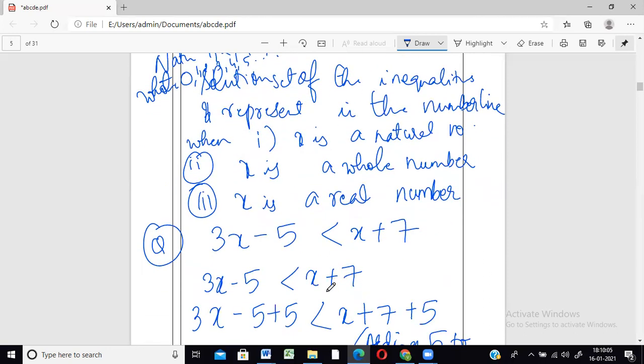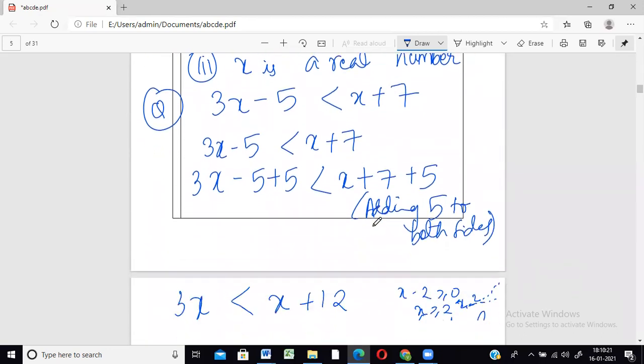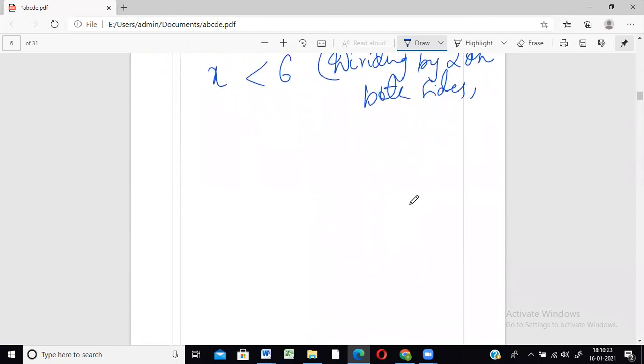Now you have to find the solution set of this equation that we've already done, and represent this on a number line in 3 cases: x is natural, x is whole, and x is a real number. So let us represent this in the form of a number line. First, x is a natural number.